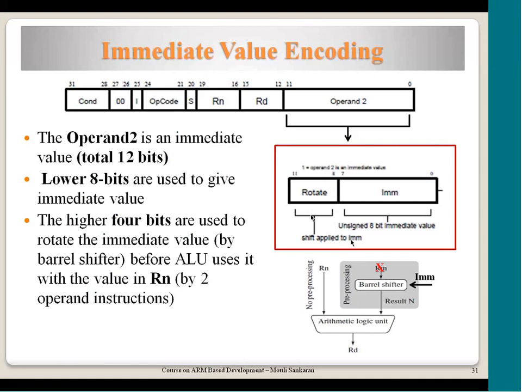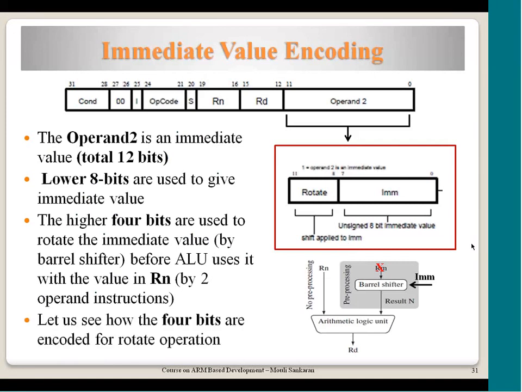So if you don't understand now, please wait. In the next example you will be able to understand it. The only thing is you have to remember that this is another format based on this bit position. It will be interpreted in a different way. Okay. So there is no Rm here. It is an immediate value with a rotate, some 4 bit content saying how much to rotate.